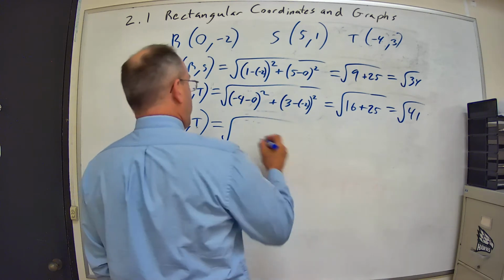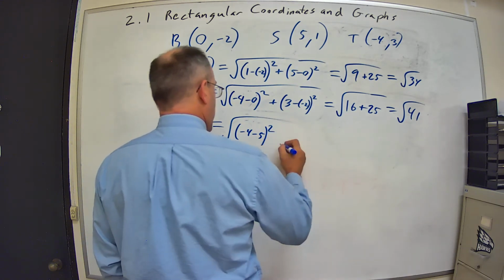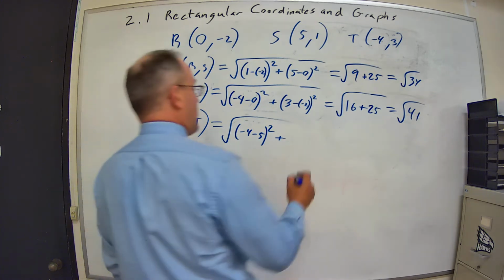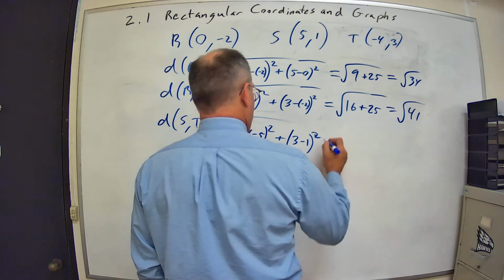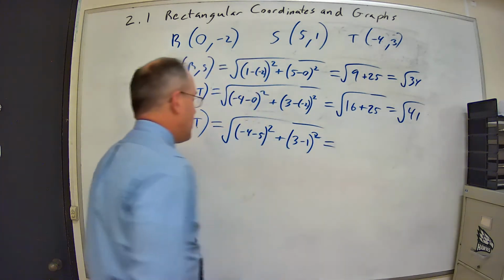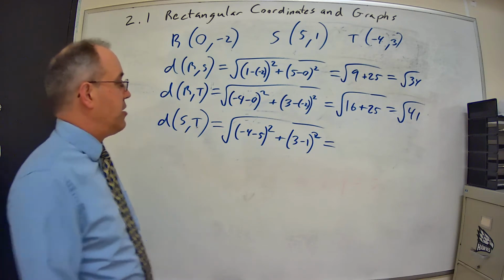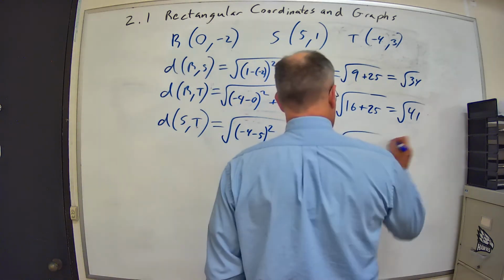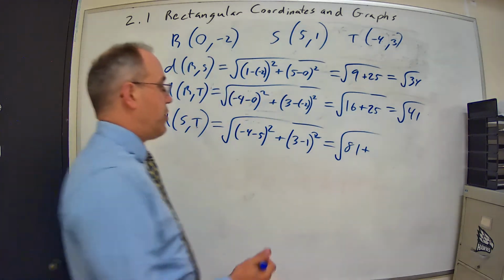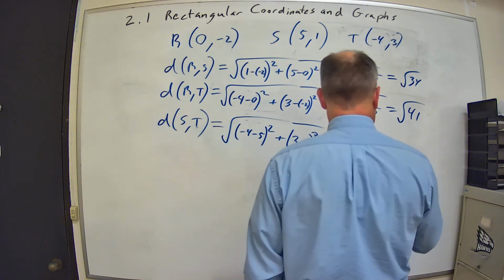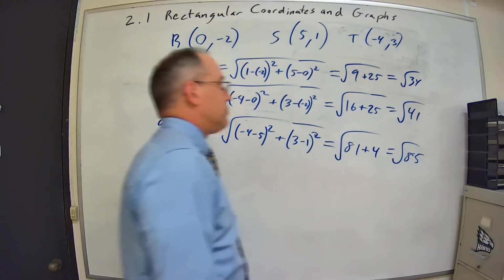The square root of -4 minus 5 squared plus 3 minus 1 squared. -4 minus 5 is -9, squared is 81. 3 minus 1 is 2, 2 squared is 4. The square root of 85.